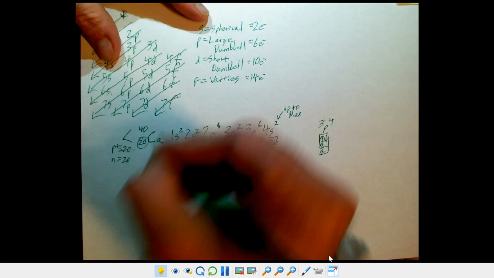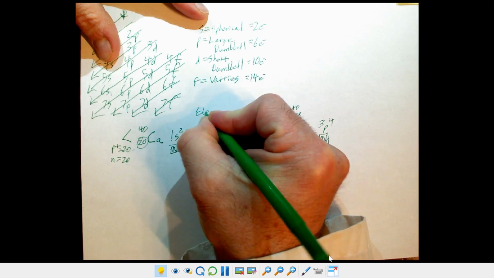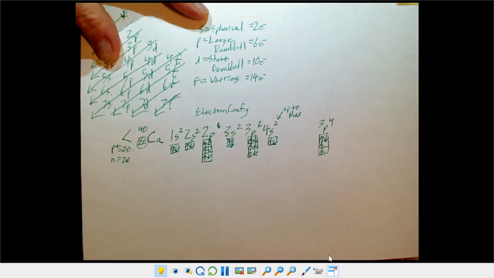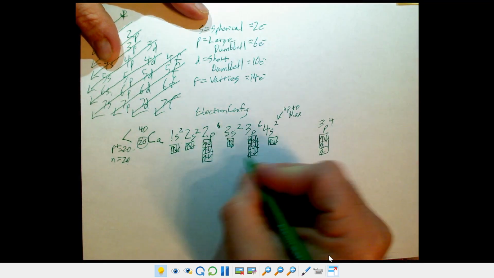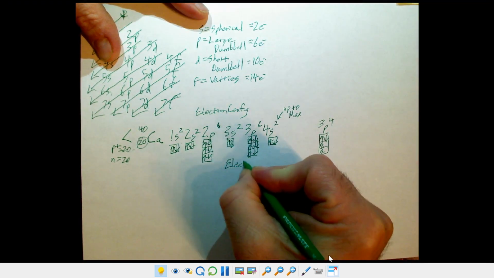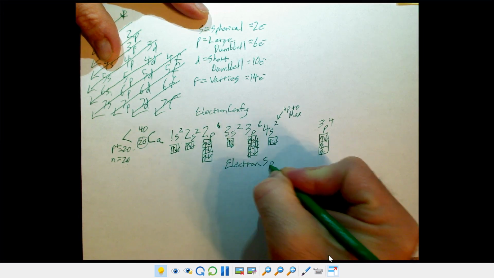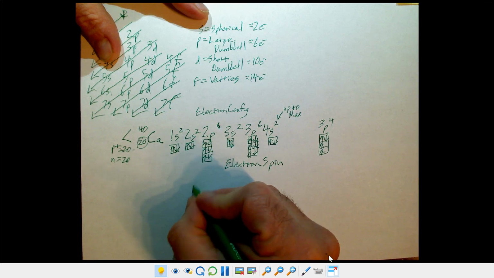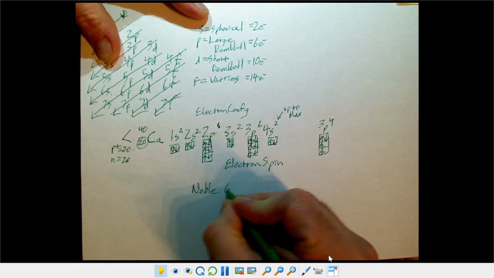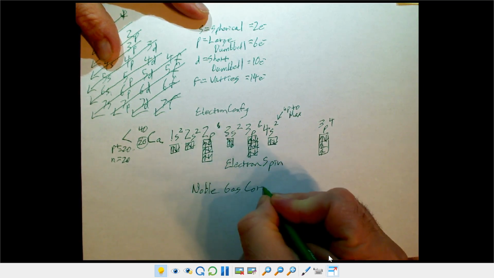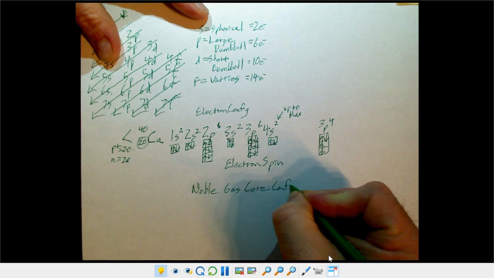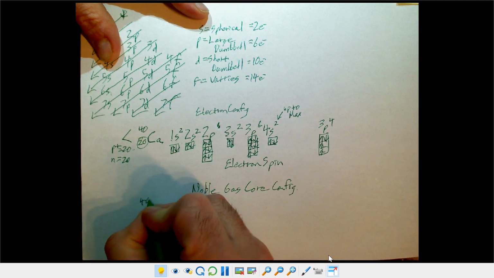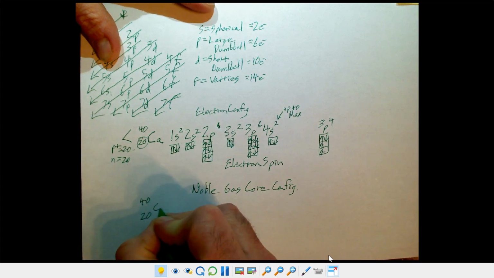core configuration. All right, so right now we just did the electron configuration. And then with the bottom part, we did the electron spin. And then the next part that you can do is the noble gas core configuration. So how the heck do you do the noble gas core configuration? So let's do the same element. You got calcium, 40 over 20 Ca.